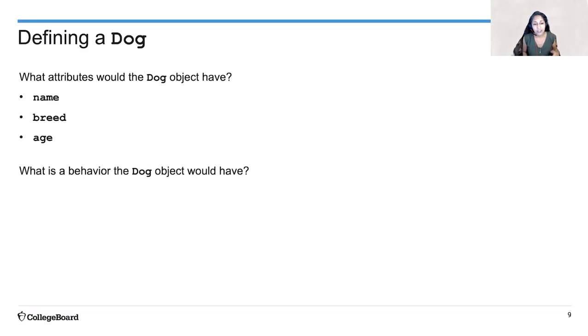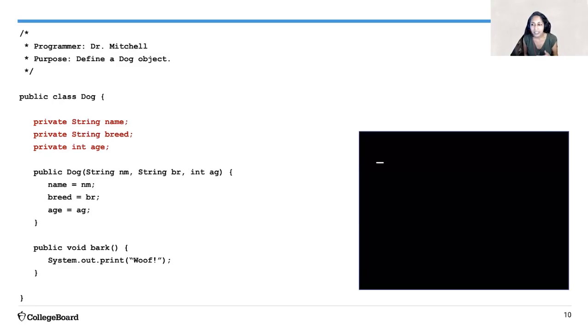And then a behavior that the dog object will have, the most common one that we can think of, making him bark. So when I go to translate this into a class to create my blueprint for what a dog is, then I'm going to create my instance variables, private String name, since name is going to be of a string data type. Breed is also going to be a string data type because it's text. So I'm going to say private String breed there. And then again, age is a whole number, so I'm going to create a private int age variable for that attribute, and it's also going to be private.